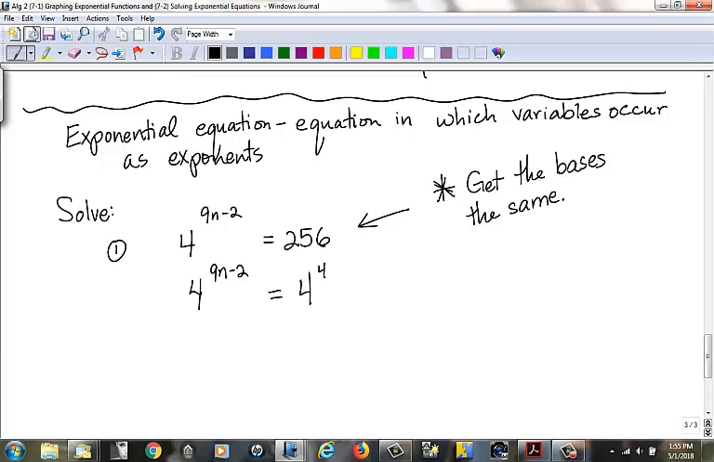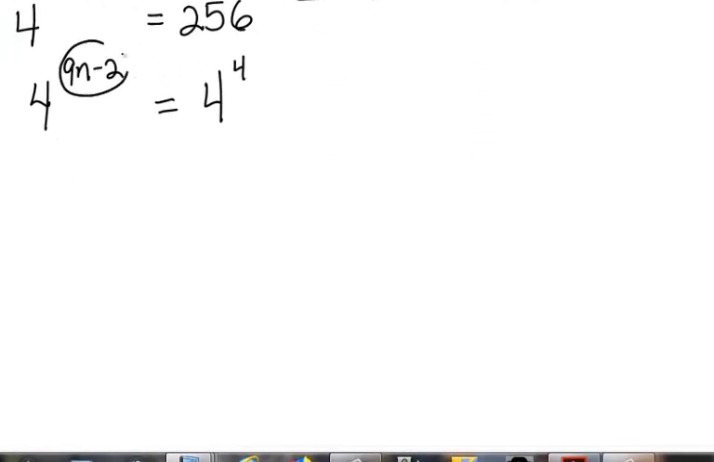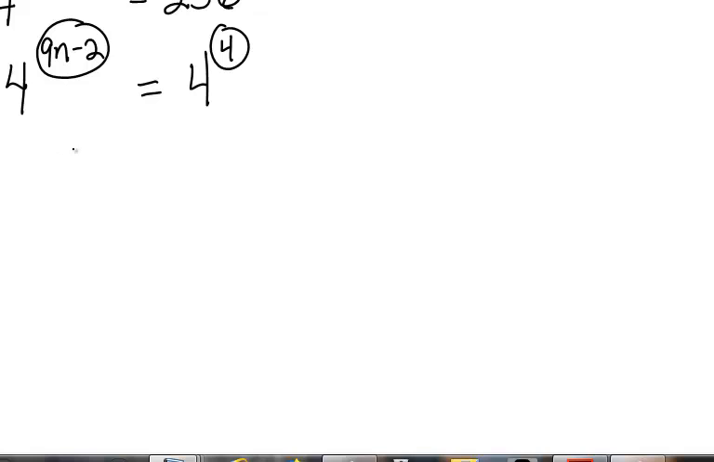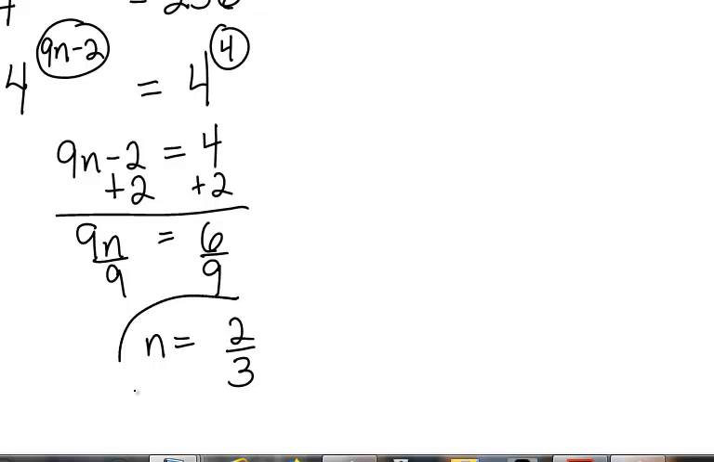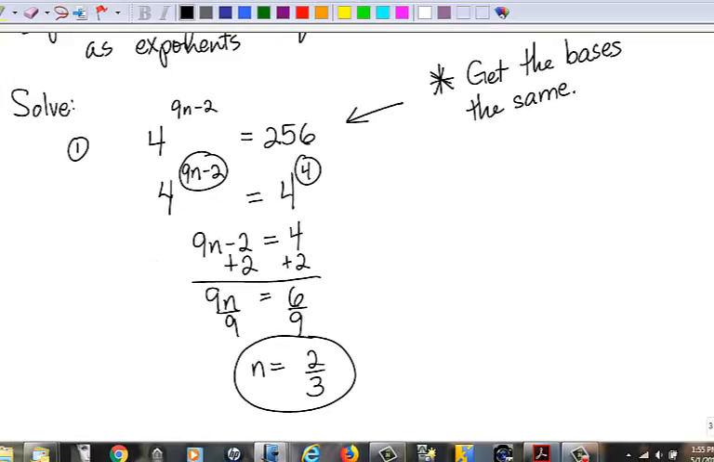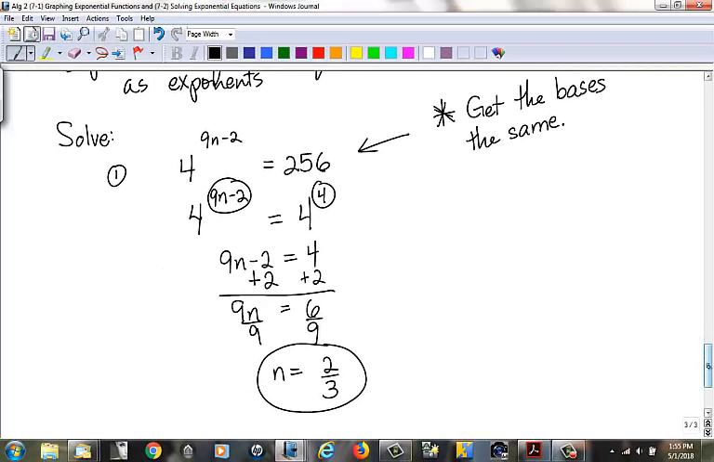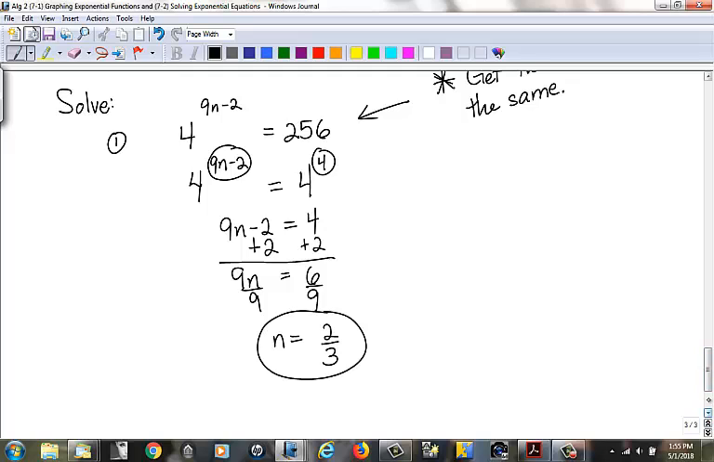If the bases are the same and there's an equal sign in between, then that means these two exponents are equal to each other. So set the exponents equal to each other and solve. So you get 9n equals 6, divide by 9, and reduce your fractions. n equals 2/3. And you can check those on your calculator if you substitute 2/3 back in. Everybody okay on that one? That's your answer.